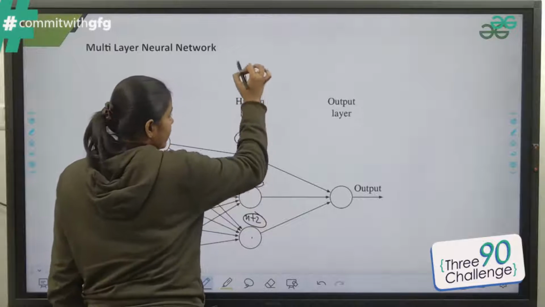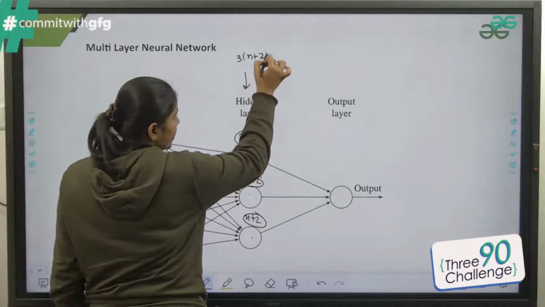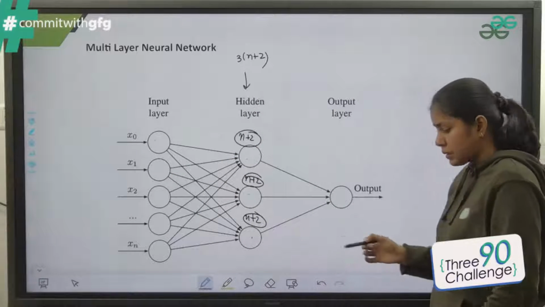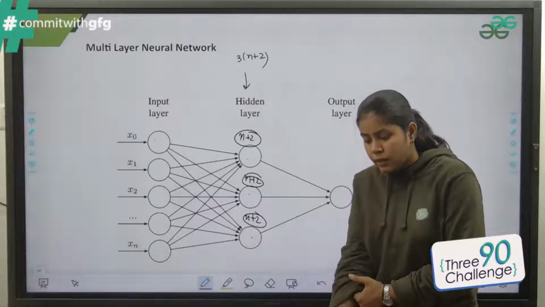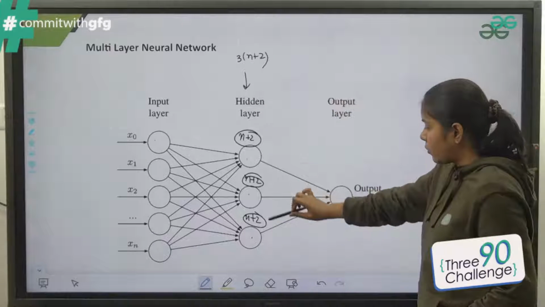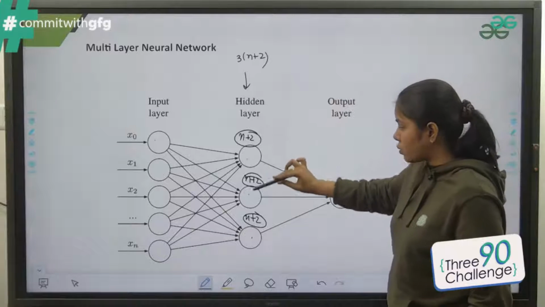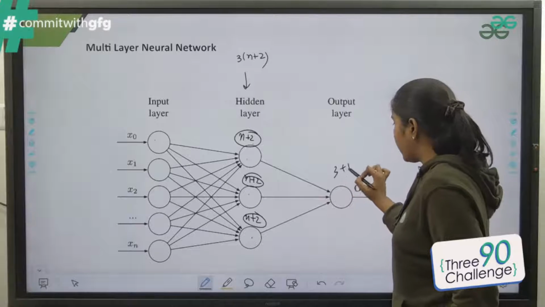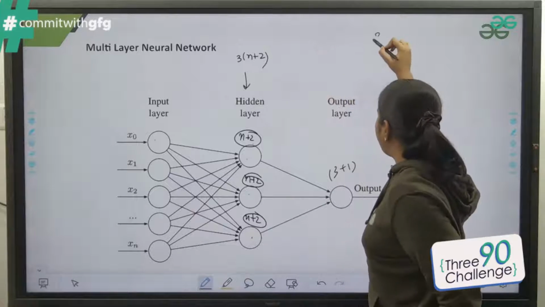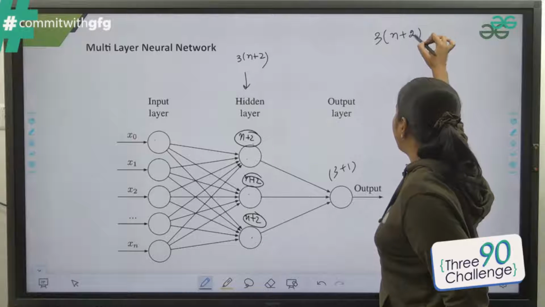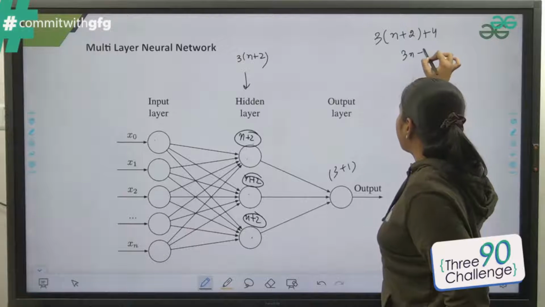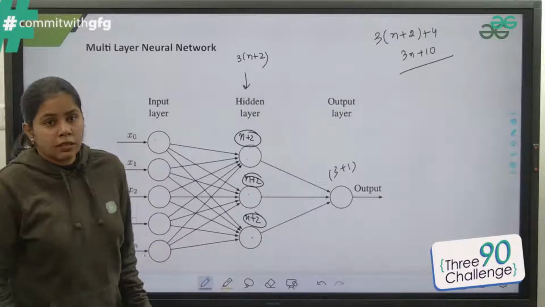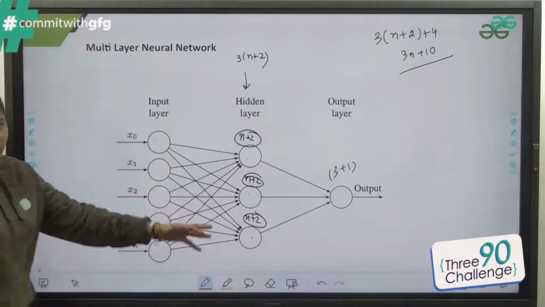So in this hidden layer, we have 3 into n plus 2 trainable parameters. And in the output layer, guys, here we have 3 plus 1, that is 4. That means in total we have 3 into n plus 2, plus 4. That means 3n plus 10 trainable parameters. Guys, this was a question, a similar type of question we have in GATE.